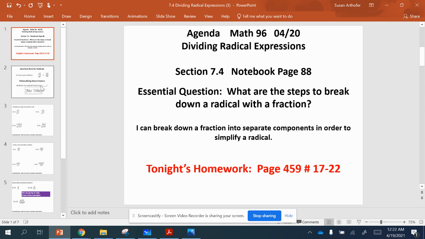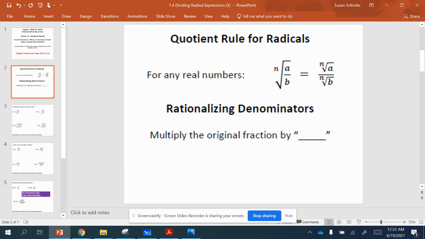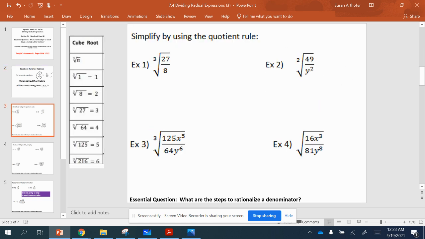Okay, so here we go. At the top of your page, it says for any real numbers, if you have a fraction, just break them into two separate fractions. That's all we're going to do today. And we're going to skip rationalizing denominators. So if we have a fraction, we just break it down into two separate ones. So let's do that.